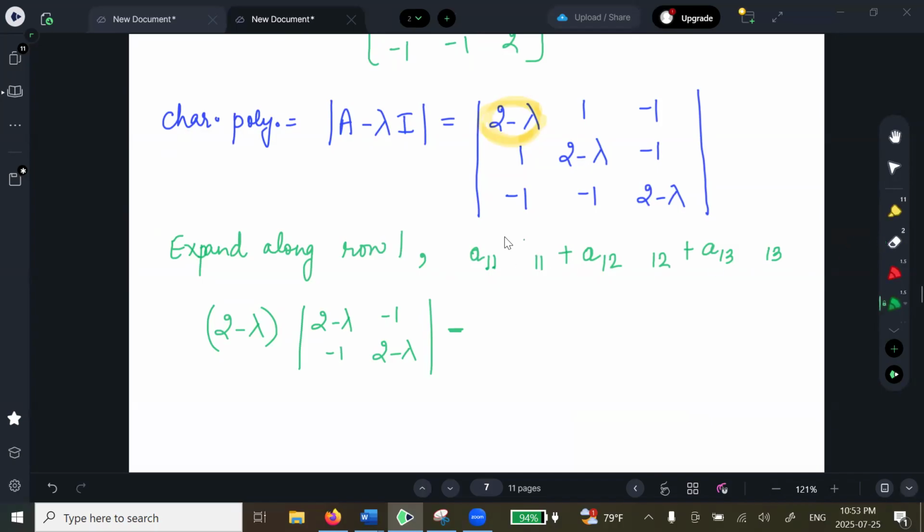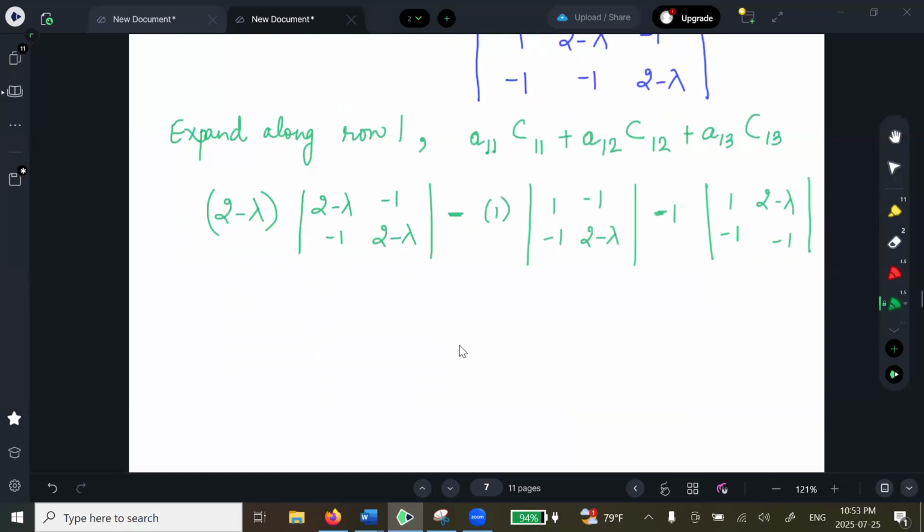Wait. Cofactor, it's the same thing. It's just the cofactor makes the middle guy negative because 1 plus 2 is odd. So the middle one, A12 is 1. We already have the negative sign. -1, 2 minus lambda. And then the last one will be positive, but the entry is -1. So nothing can be done here. 2 minus lambda, -1. Right?